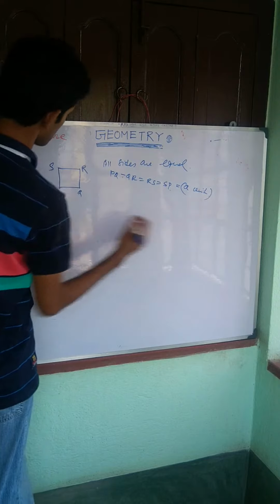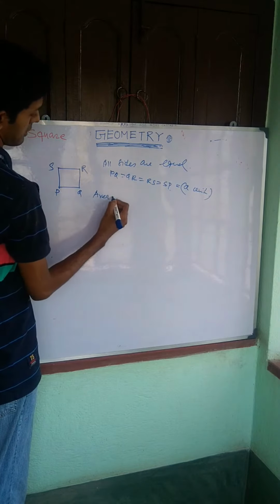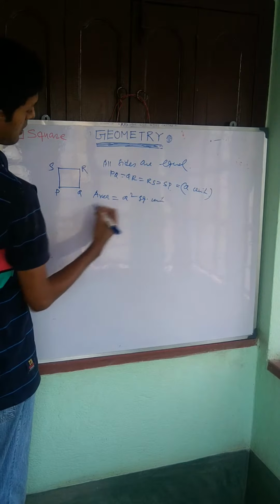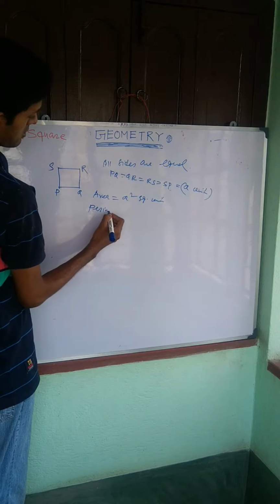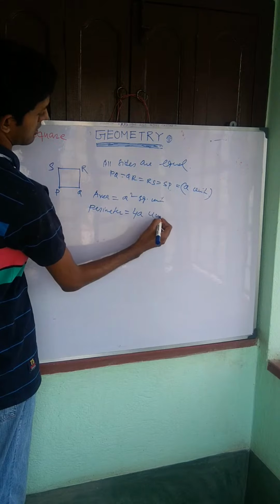So area would be A square units and perimeter would be 4A units.